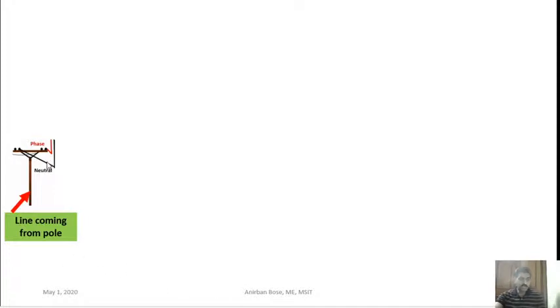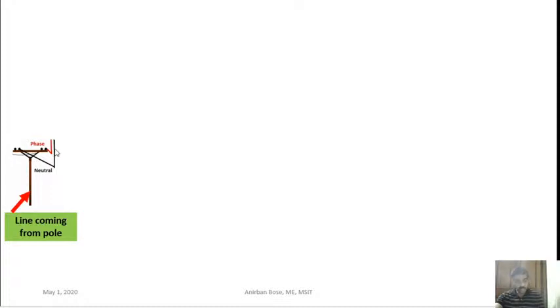Now anyhow, suppose the power has come to this pole. Here you can see one red line and another black line. The red one is the phase line and the black one is the neutral line. Okay, so one is phase and another one is neutral.